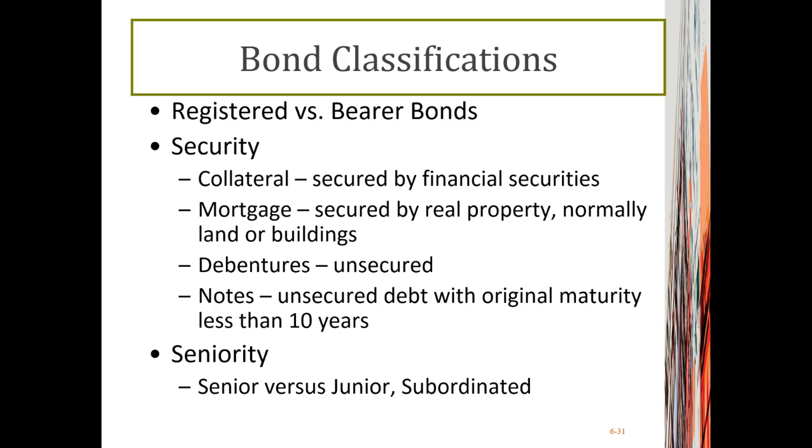Bonds can also be classified as senior bonds, junior bonds, or subordinated bonds. And the difference here is, in case of bankruptcy, senior bondholders will receive principal and coupon payments before junior or subordinated bondholders do.